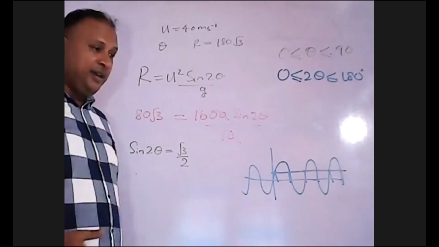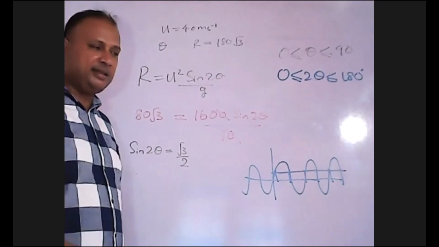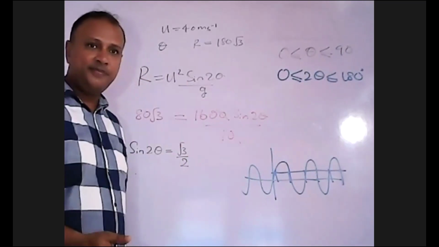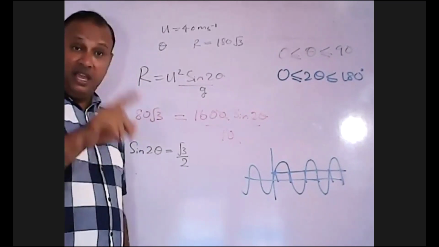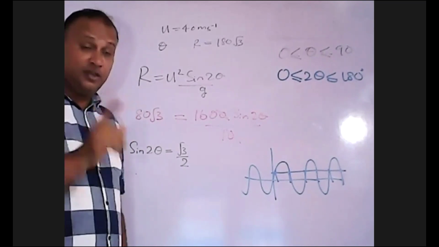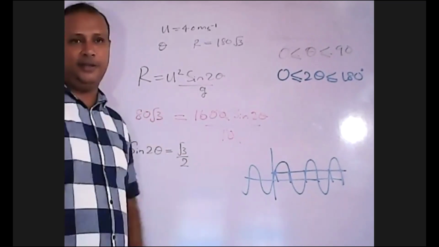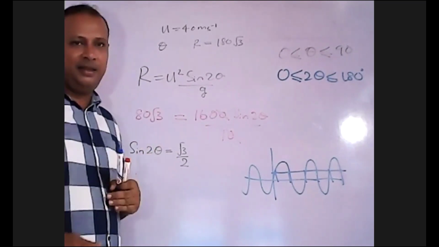As an example, if we consider sin theta is equal to half, we cannot say it is 30. If it is 30, actually it is 30 only if the range of theta is 0 to 90. If the range is 0 to 90, then it is equal to theta.